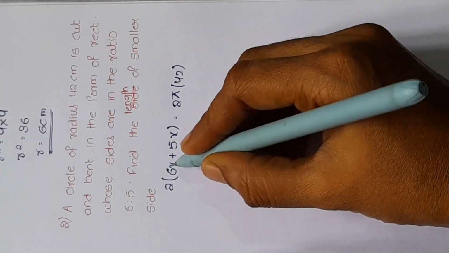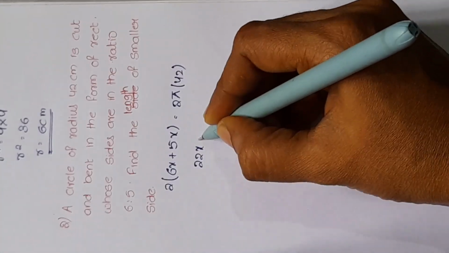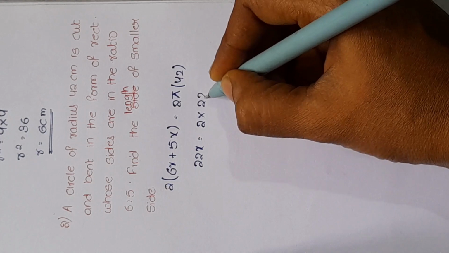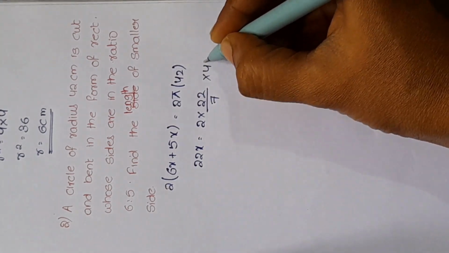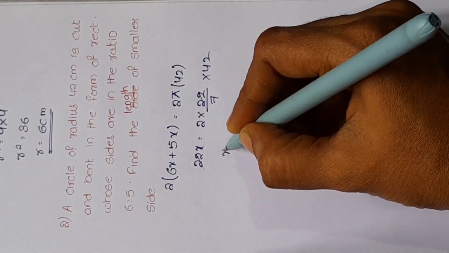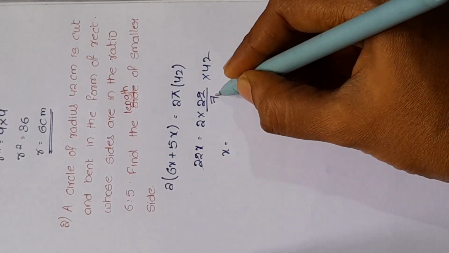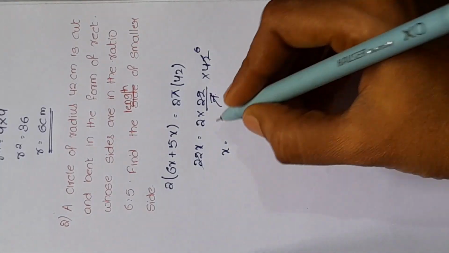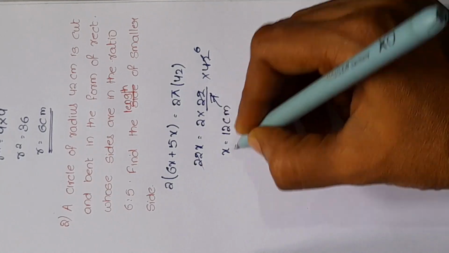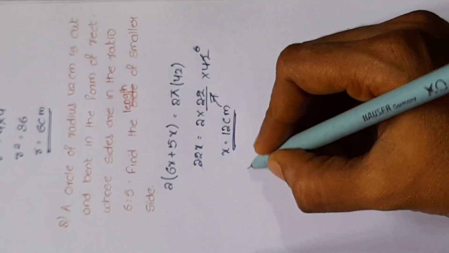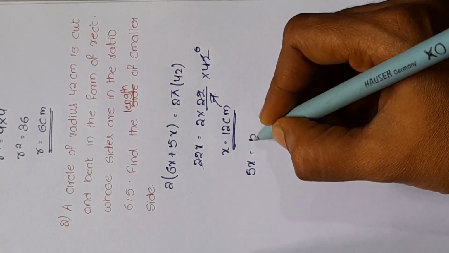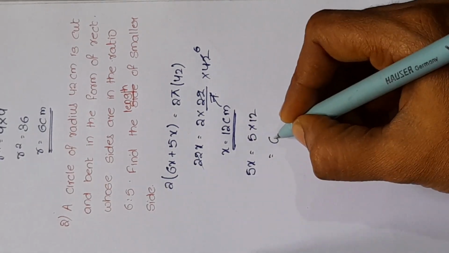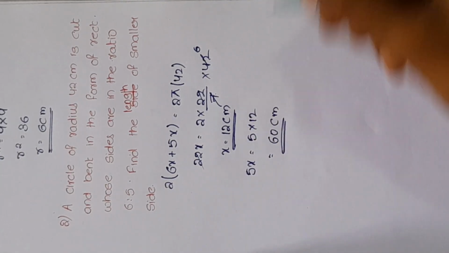On calculating, 6 plus 5 is 11, so 2 into 11x is equal to 2 into 22 by 7 into 42. 22 and 22 get cancelled. X is equal to 2 into 42 by 7, that is 7 sixes are 42, 2 sixes are 12. So x is 12 centimeters. Now the length of the smaller side is 5x. 5 into 12, which is equal to 60 centimeters is the length of the smaller side.